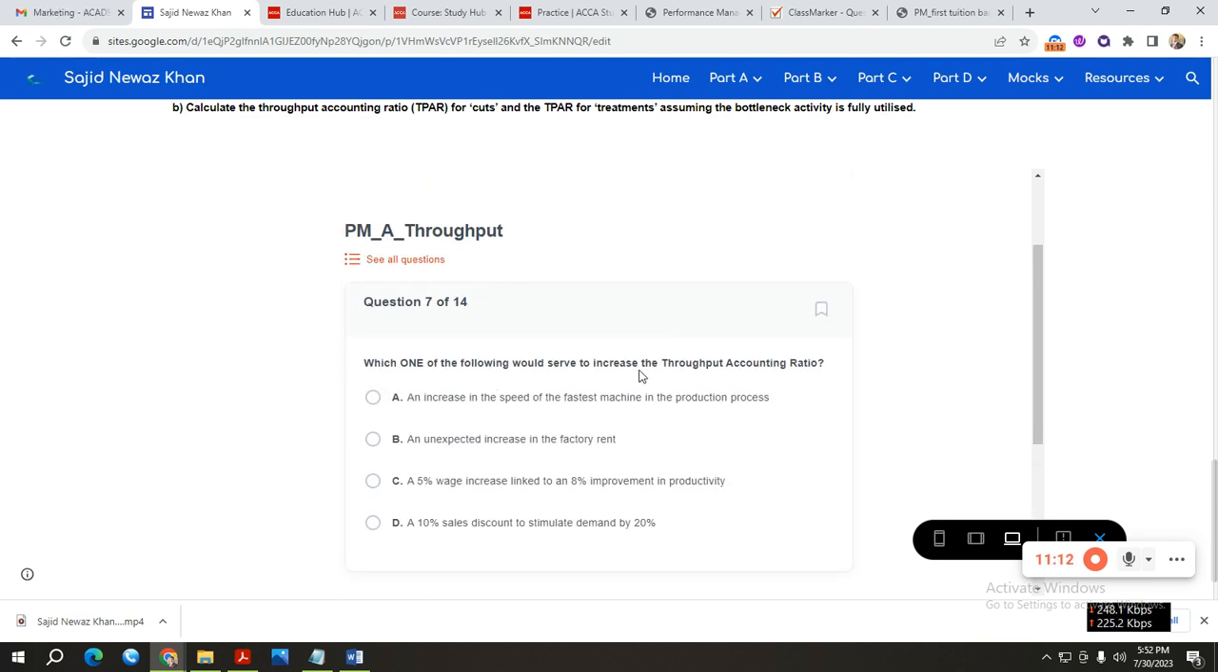Which one of the following would serve to increase the throughput accounting ratio? Okay, again, typical. Increase in the fastest machine in the production process. Now remember, when we are trying to improve throughput, we try to improve the slowest machine. So improving the fastest machine will have no impact. Unexpected increase in factory rent: obviously my cost goes up, so the ratio will go down, so this has nothing to do with that.